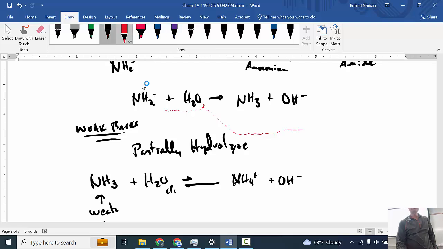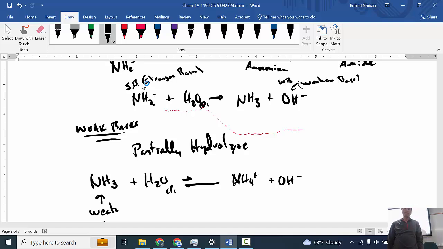The driving force is going from stronger to weaker. So we're going from a stronger base, which I'll call SB, to a weaker base. The weaker base is hydroxide, WB. We're also going from a stronger acid, water, to a weaker acid, ammonia. You don't normally think of ammonia as being an acid, but some things can go both ways.